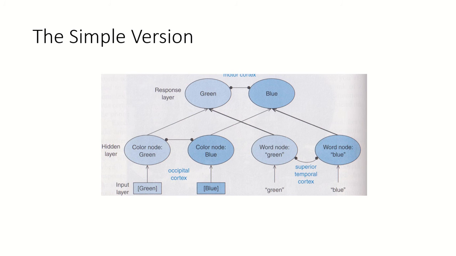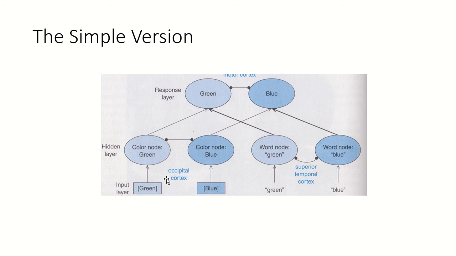This is ironically called the simple version, okay? So here's what's happening. Let's keep this simple, and let's say that we're dealing with four possibilities. People either see the word green or the word blue, and that word is either printed in green or printed in blue. So in that case, let's just say that we have four neurons. Two of the neurons respond to color, one of them to green, one of them to blue. And then there's two word neurons, one word node that responds to green and one that responds to blue.